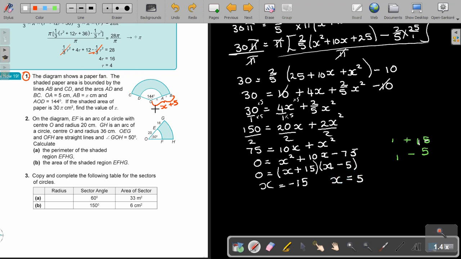Now, can distance be negative? No. So, therefore, x is equal to 5 centimeters. Okay, so you reject that negative value, and that's how you do it.